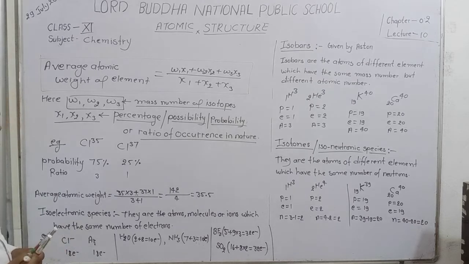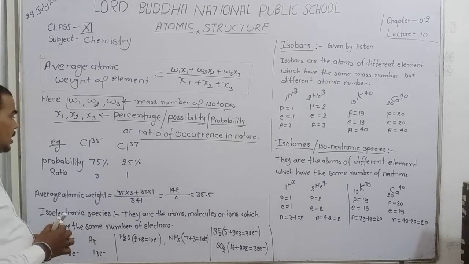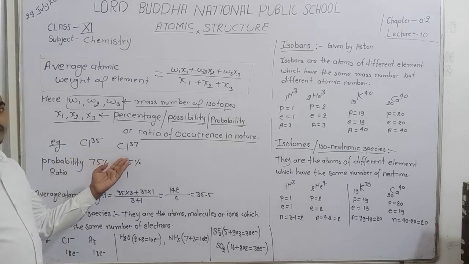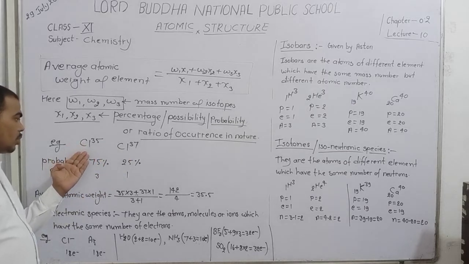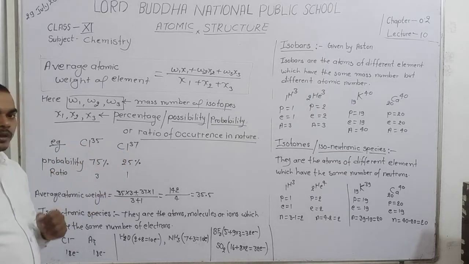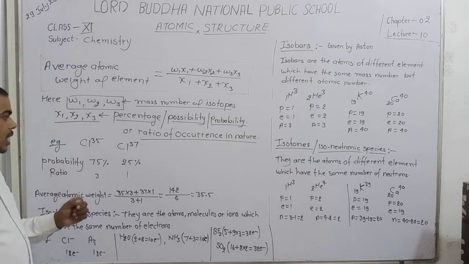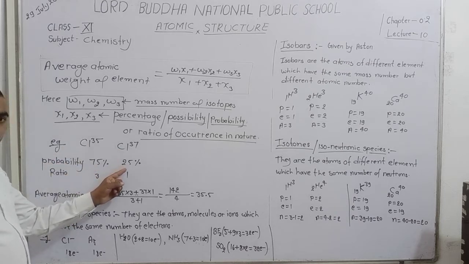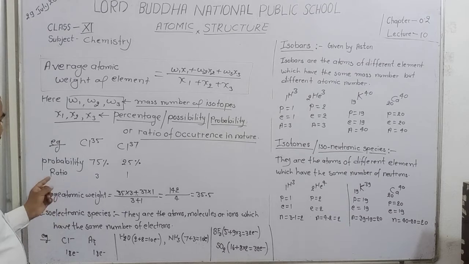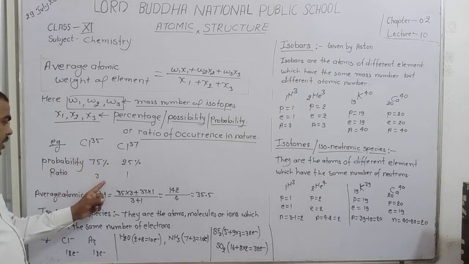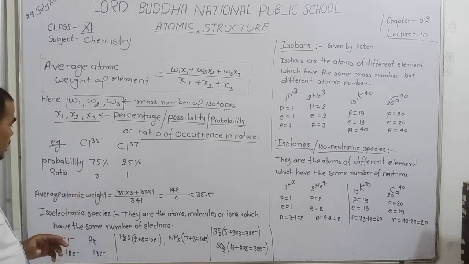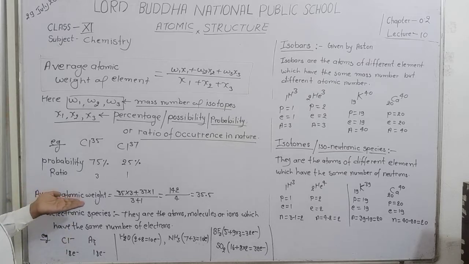Okay student, for example, two isotopes of chlorine are given: chlorine-35 and chlorine-37. The probability of chlorine-35 is 75% and of chlorine-37 is 25%, so the ratio of 35 and 37 is 3:1. Then what is the average atomic weight of chlorine? So now calculate the average atomic weight of chlorine.